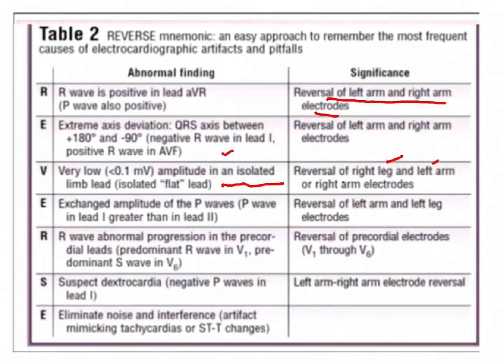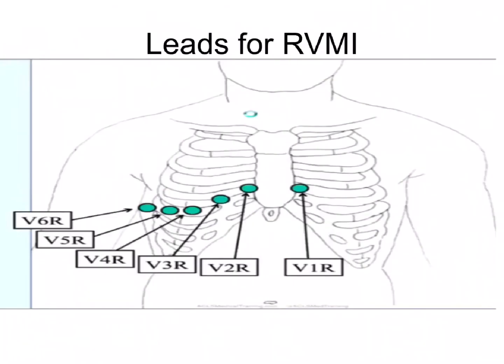Similarly, if the amplitude of the P wave in lead 1 is greater than in lead 2, we should think of reversal of the left arm and left leg electrodes. Similarly, if there is reverse R wave progression in the precordial leads, with predominant R wave in V1 and predominant S wave in V6, there is a reversal of the precordial electrodes V1 through V6. Suspect dextrocardia if we get a negative P wave in lead 1, as with left arm and right arm electrode reversal. Eliminate noise and interference artifact mimicking tachycardias or ST-T changes. This table you can remember. If you find any abnormal finding in an ECG, you can easily make out the difference.